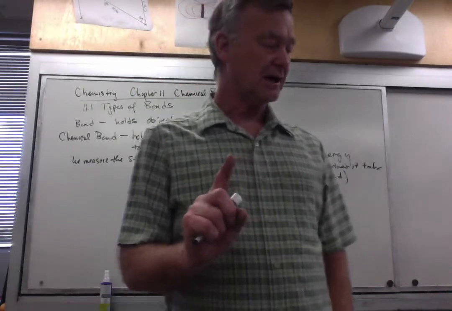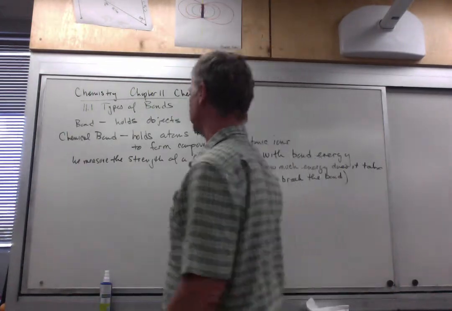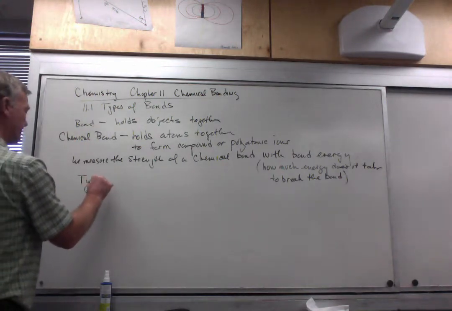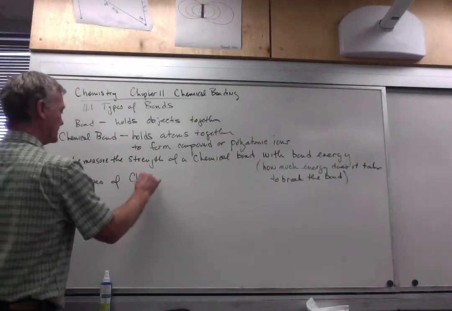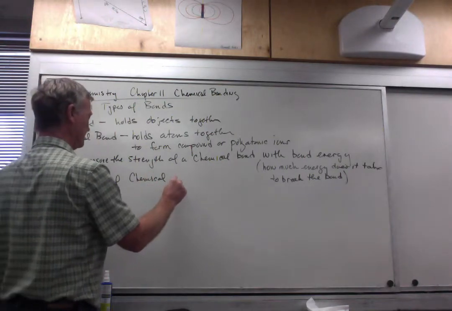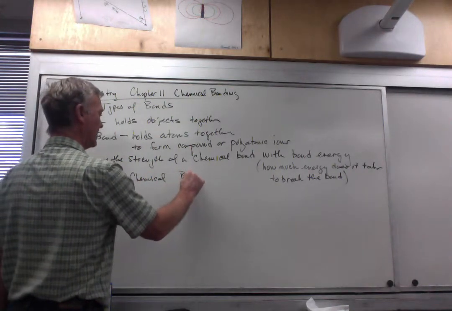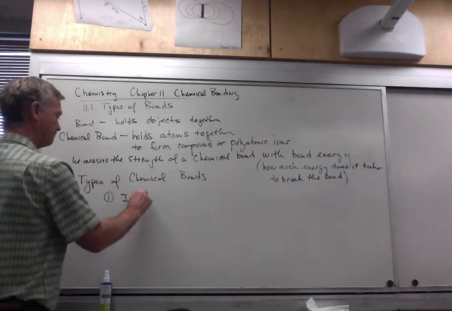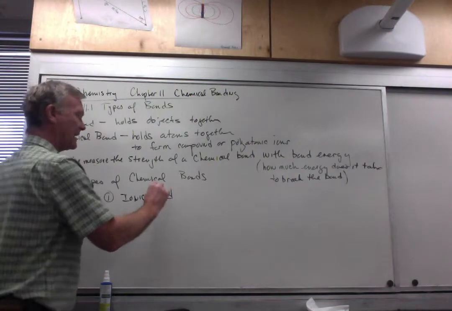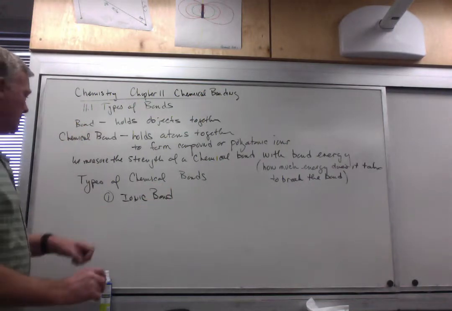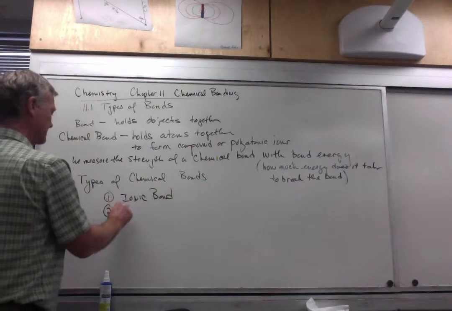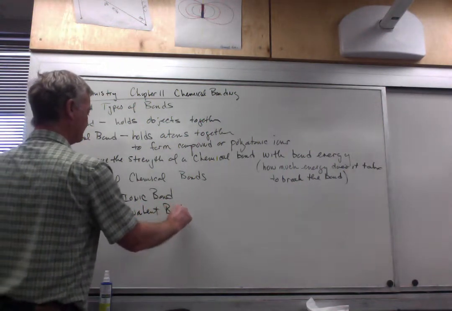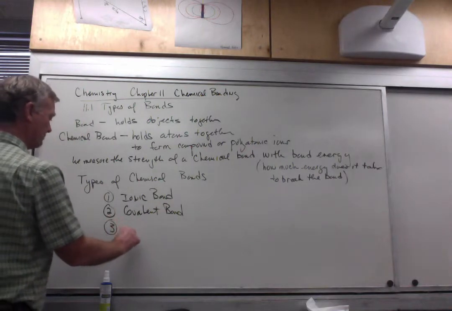So let's talk about the different types of bonds. There are 3 different types of bonds because there are different types of atoms. The first type of chemical bond is called an ionic bond, and as you can imagine, it forms between ions. The second type is called a covalent bond. And the third is a metallic bond.